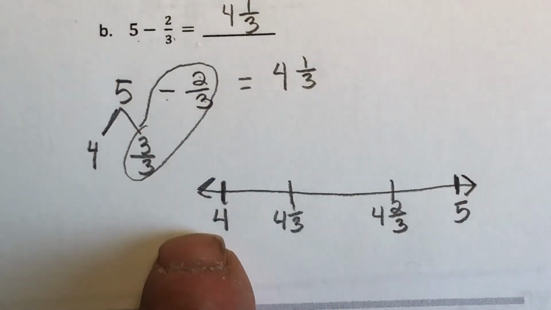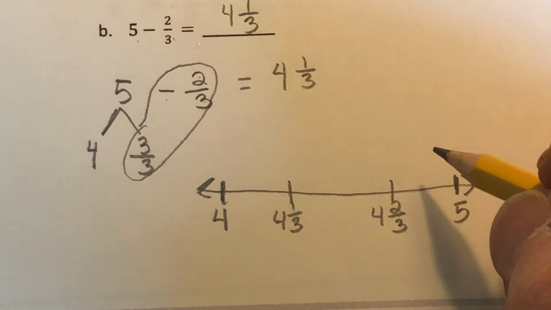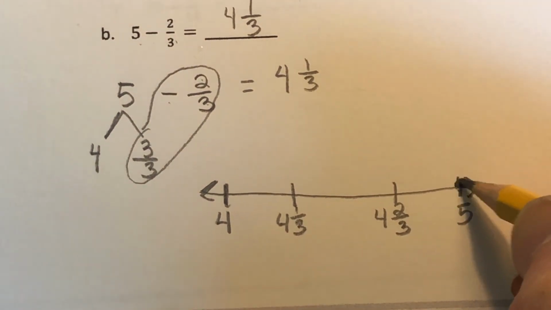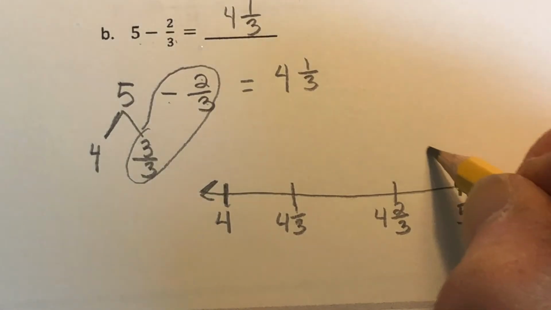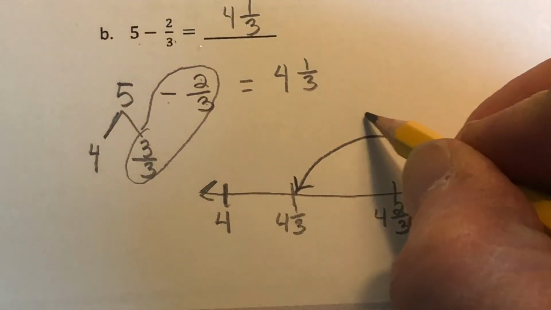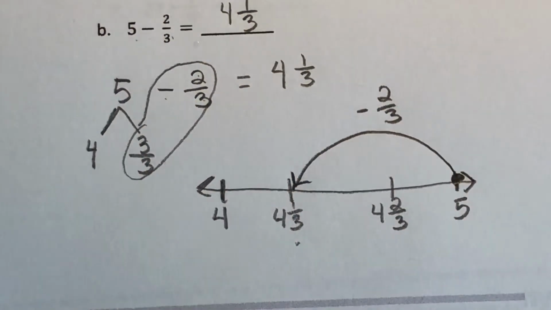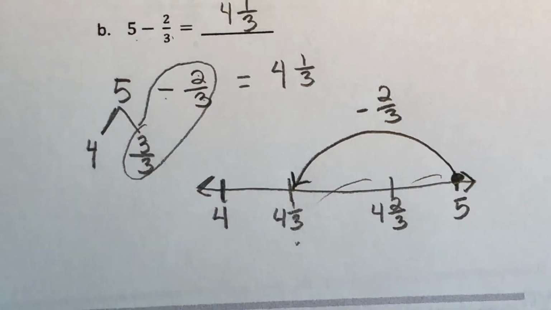Okay, so 4, 4 1/3, 4 2/3, 5. Okay, now I'm taking away a third. I'm taking away 2/3. All right, so I have 5 and I'm subtracting 2/3, right? So subtract that 2/3. It ends up in 4 1/3. See how that works? So I subtract a third here and a third there.